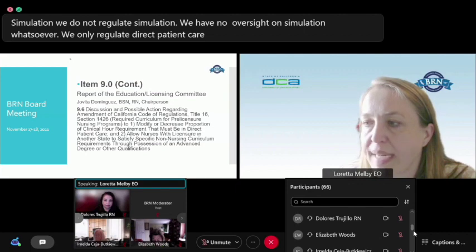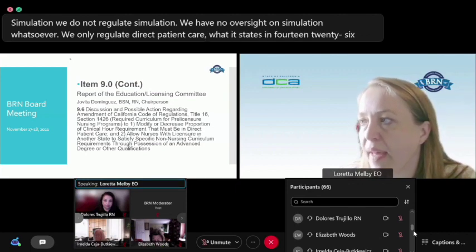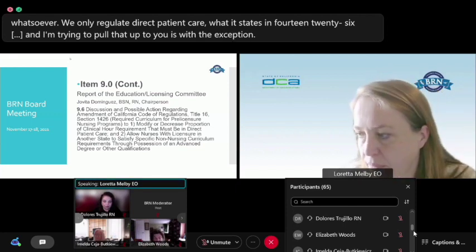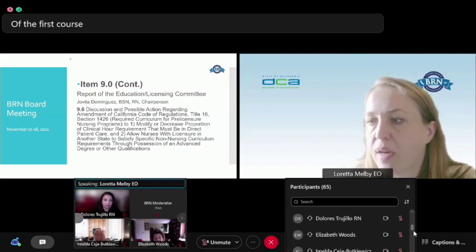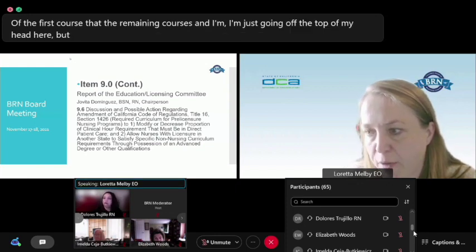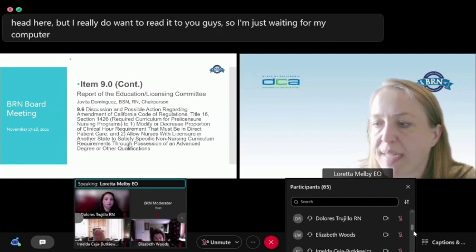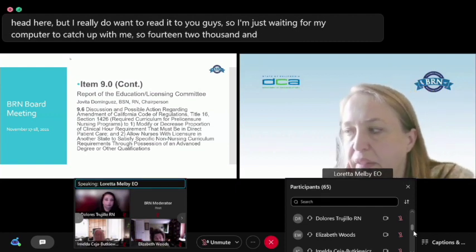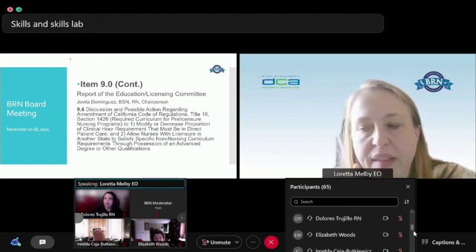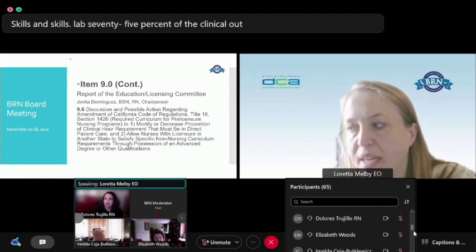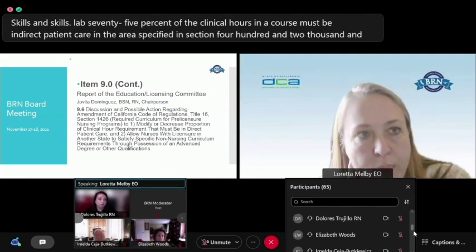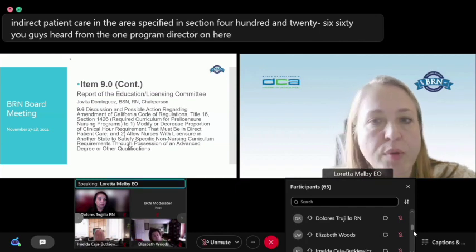What it states in 1426 G2, and I'm trying to pull that up to you, is with the exception of the first course, that the remaining courses, and I'm just going off the top of my head here, but I really do want to read it to you guys, so I'm just waiting for my computer to catch up with me. So 1426 G2 says, with the exception of an initial nursing course that teaches basic nursing skills in a skills lab, 75% of the clinical hours in a course must be in direct patient care in the area specified in section 1426D.